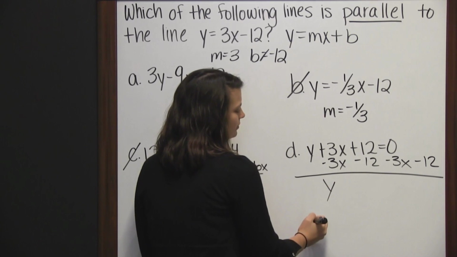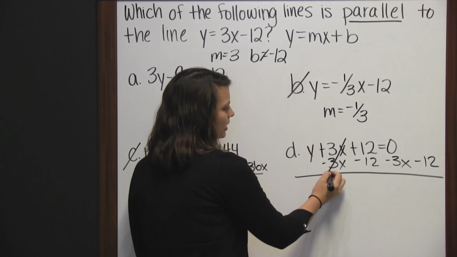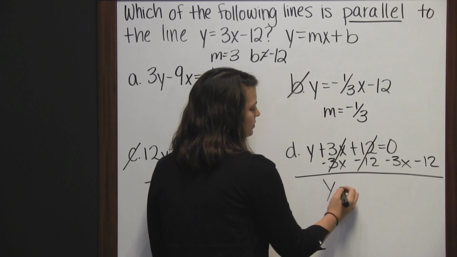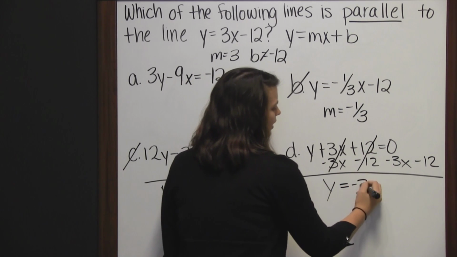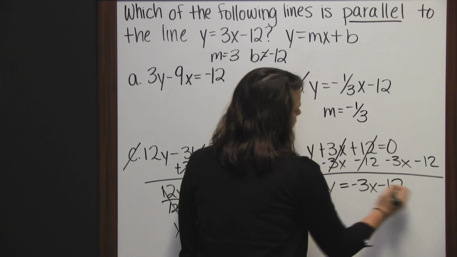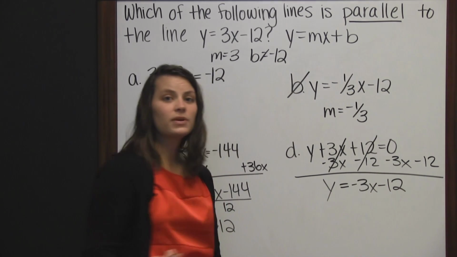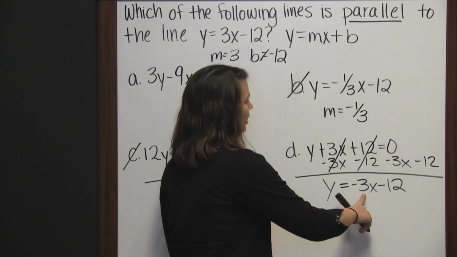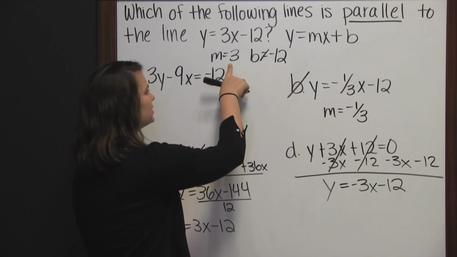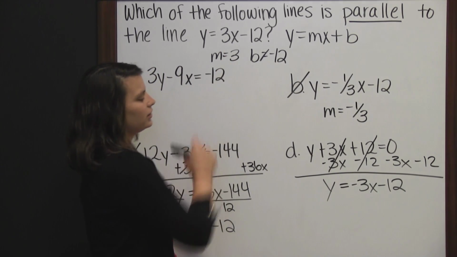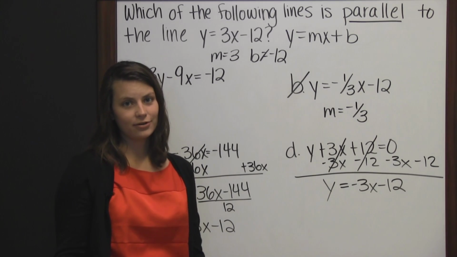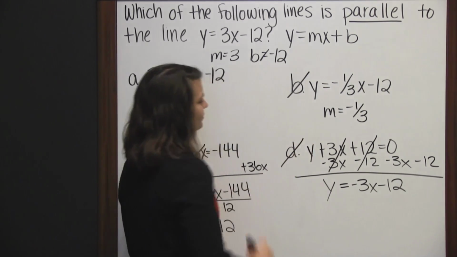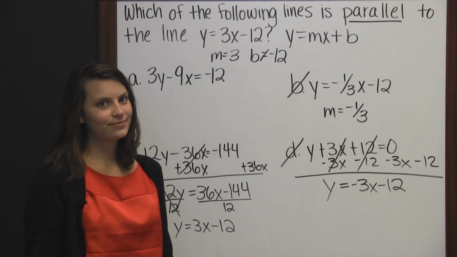So we have y, positive 3x, negative 3x cancels, positive 12, negative 12 cancels, equals negative 3x minus 12. So first we look at our slopes. The slope of this line is negative 3, which is not the same as the slope of our line, which means they're not parallel. So it doesn't even matter what our y-intercept is. We know D is not our answer.